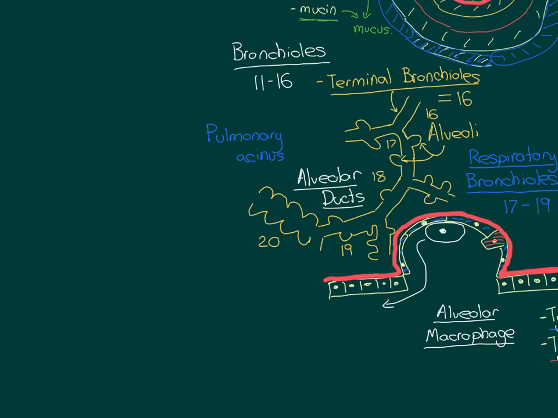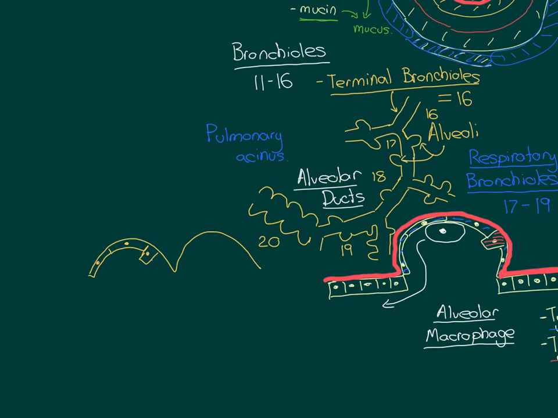So if I was to draw a more in detail picture of an alveolar duct, then we'll just move it along here, it would look like this. Here would be an alveolus, and here would be another alveolus, and you'd have the alveolar epithelial cells lining this. So let me draw some alveolar epithelial cells. Here's a type 1 pneumocyte, here's a type 2 pneumocyte, that's another type 1 pneumocyte.